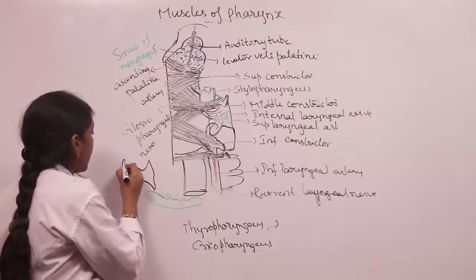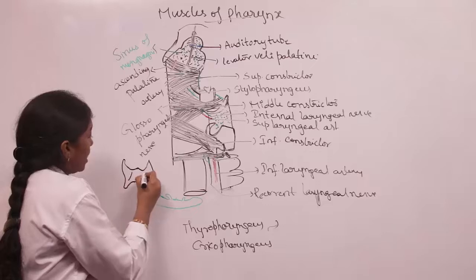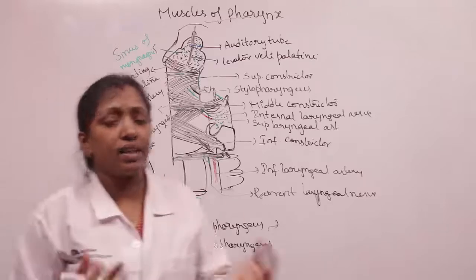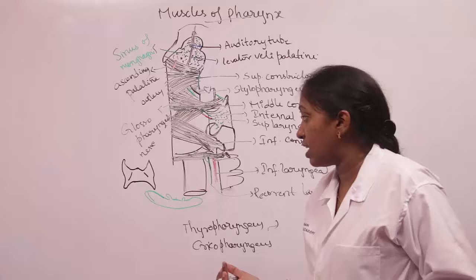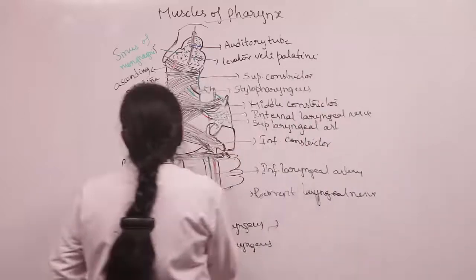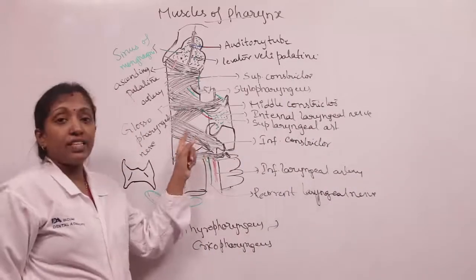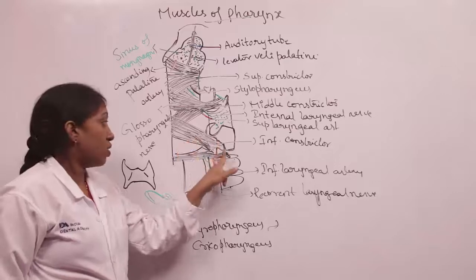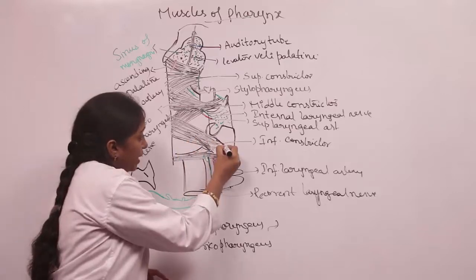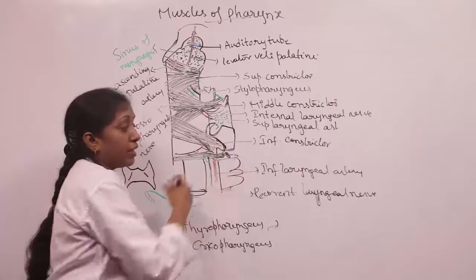So this is the thyroid cartilage, the cartilage of the larynx. On either side of the thyroid cartilage, we have an oblique line. So the thyropharyngeus part of the inferior constrictor takes origin from the oblique line of the thyroid cartilage.